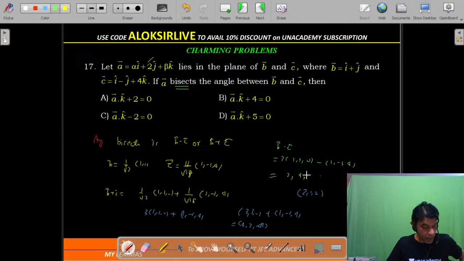3 minus 1, 3 minus, let me do again. This is b minus c cap. So you are getting 3 times 1 1 0, and minus you will get 1 minus 1 4. So you are getting 3 minus 1 2, and this is 3. So this is 4 2 4, and this is 3, no, this is 0, this is minus 4. And if you write here that 2 you take out, so you'll get 1 2 minus 2.